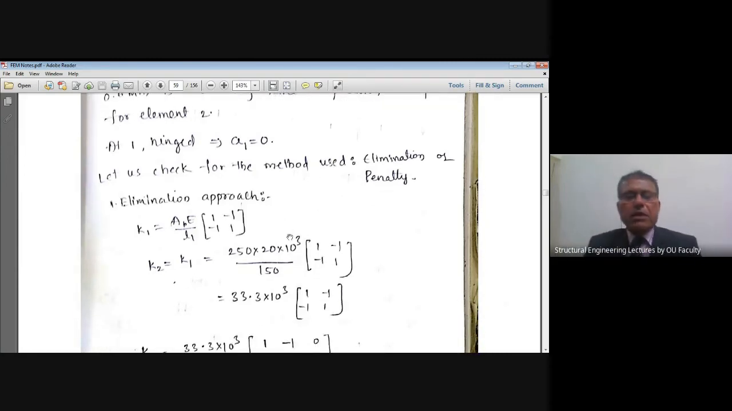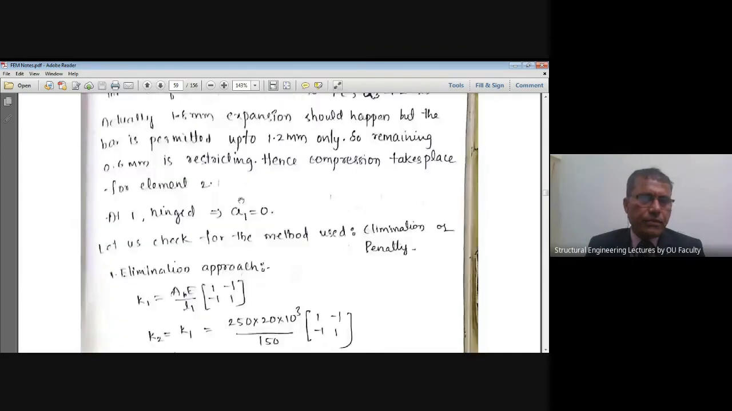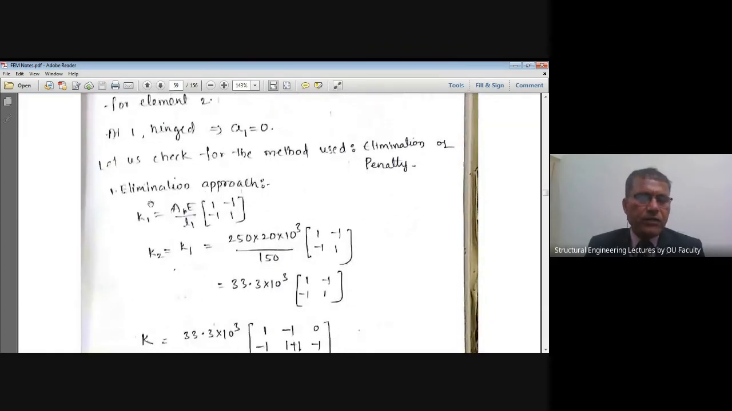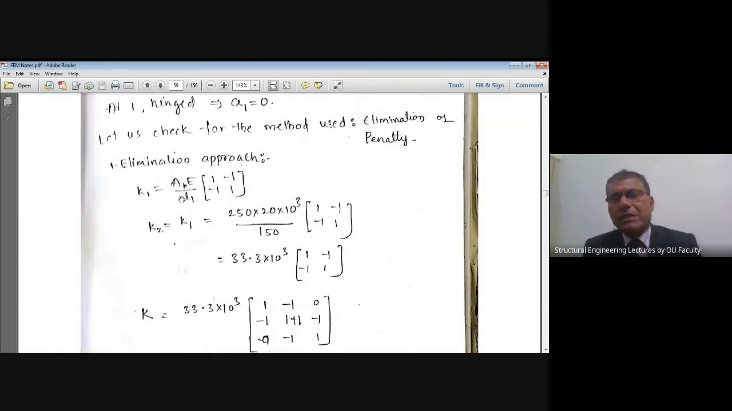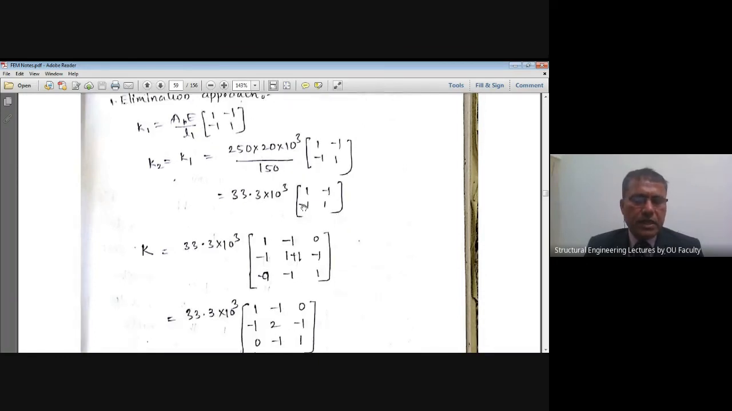This is how the degrees of freedom are specified. Now we are in the penalty approach. So I'll calculate the first element stiffness matrix. We already discussed in the previous problem that I'll formulate the element stiffness matrix for the first element given by this equation, AE divided by L times the matrix 1, -1, -1, 1, along the first and second degrees of freedom.